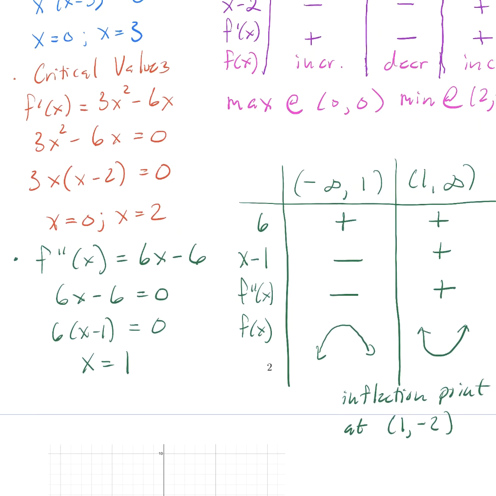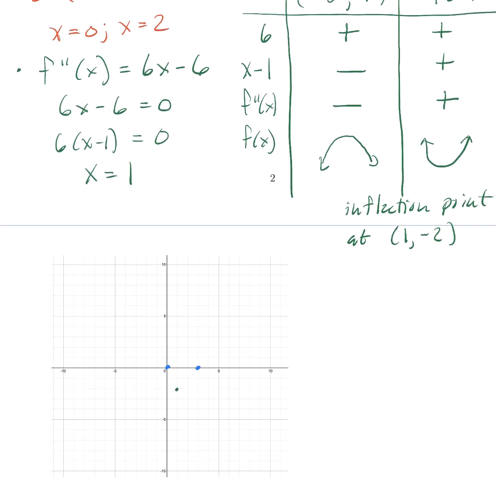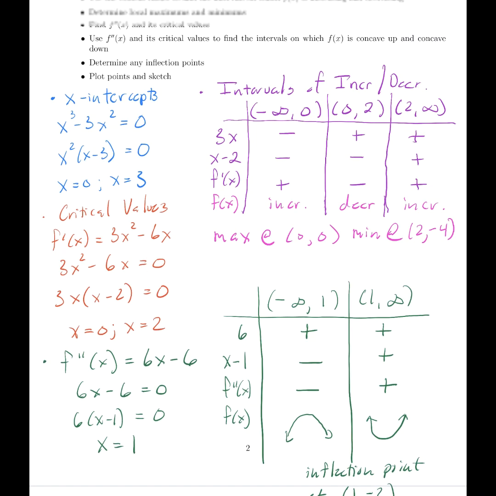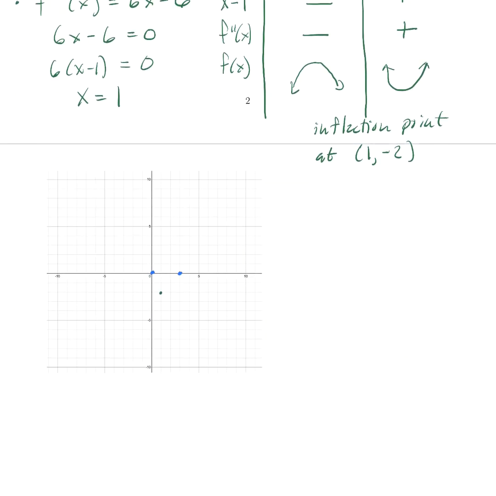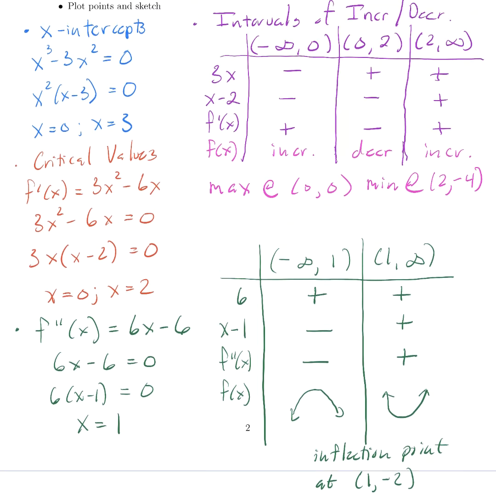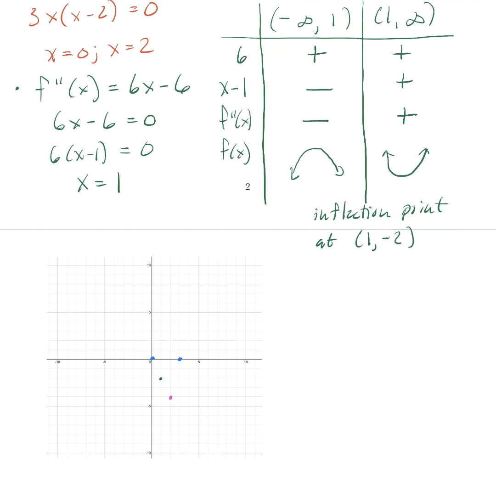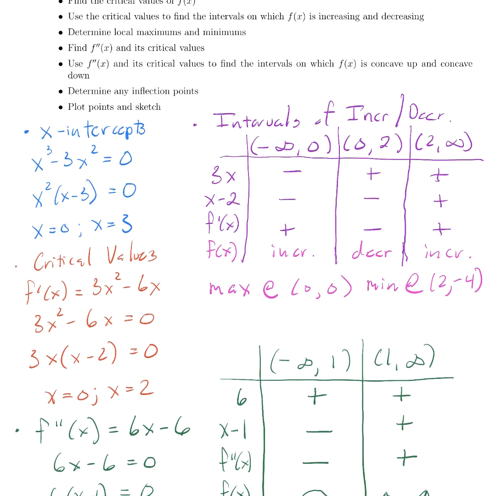Okay, up here we have a maximum at 0, 0. I've already plotted that one because it was one of my x-intercepts. And then we have a minimum at 2, -4. Okay, and let's see. We are increasing up to 0, 0. Then we go to decreasing. Change concavity. We hit the x-intercept again at 3, so I think we have everything we need.